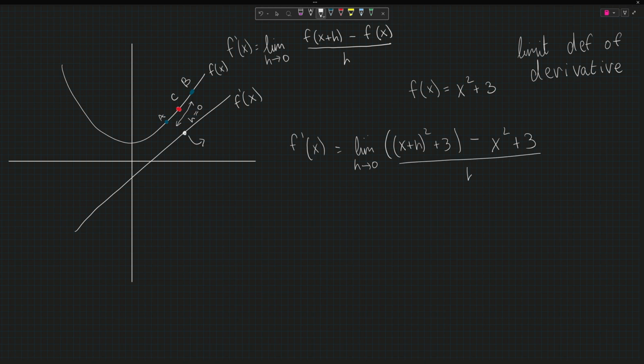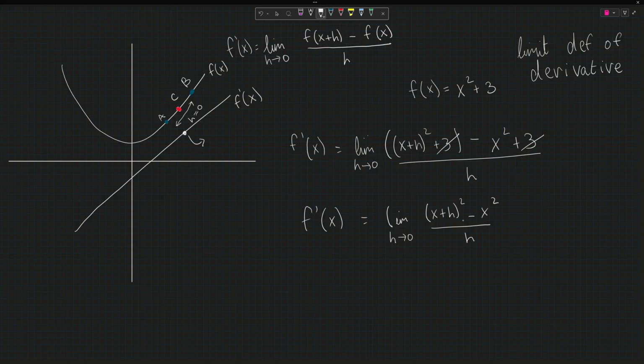Okay, now this will be h. So let's combine like terms. So these 3's will cancel out because 3 minus 3 is 0. So all I'll have here is f prime of x equals the limit as h approaches 0 of (x plus h) squared minus x squared over h.